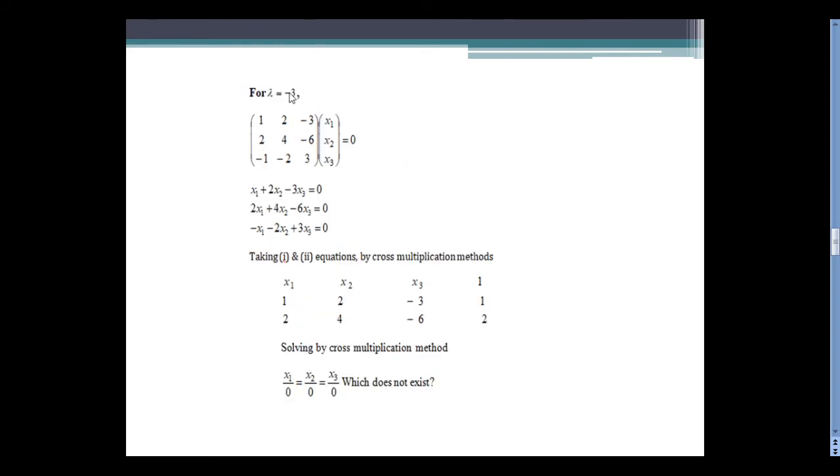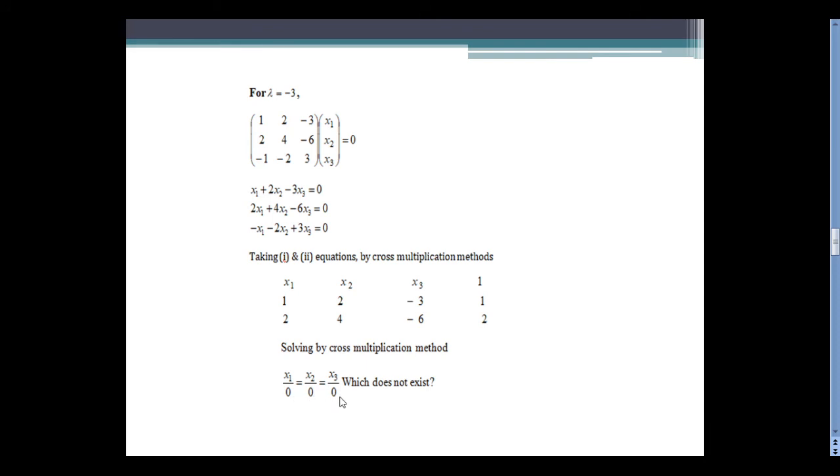Next take lambda equal to minus 3. Now substitute in the general equation, we will get this matrix into x1, x2, x3 equal to 0. Now multiply with x1, x2, x3. I have multiplied. Now I am taking the first two equations, applying the cross multiplication method. But after applying the cross multiplication method, the denominators I am getting 0.